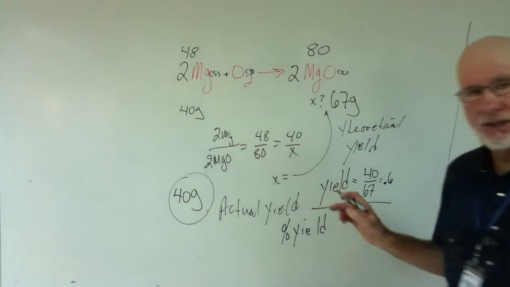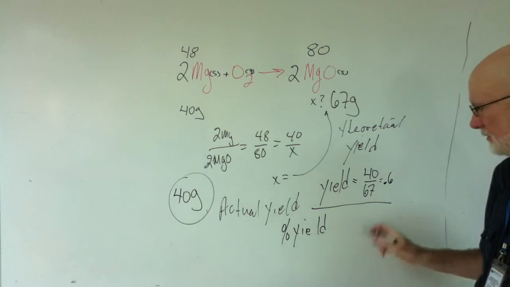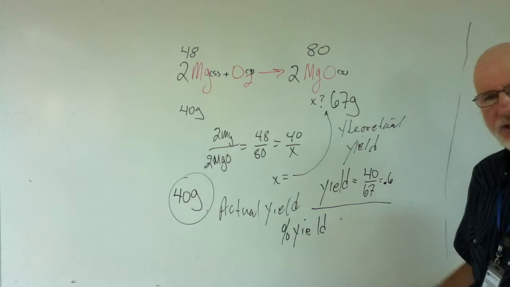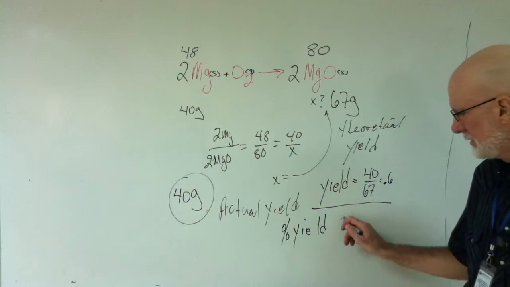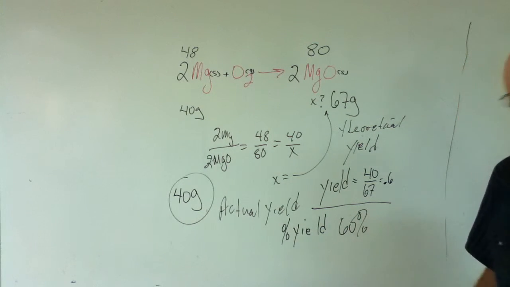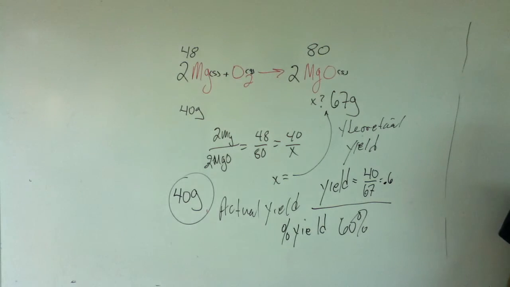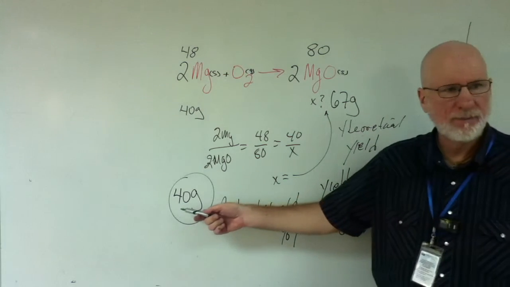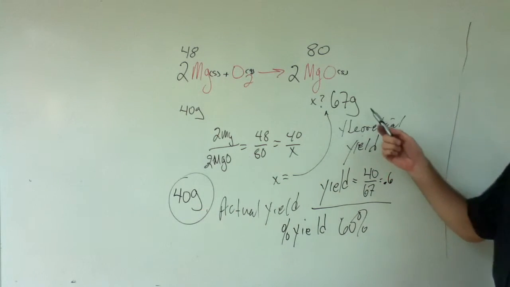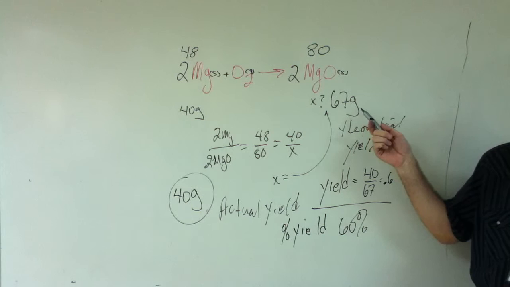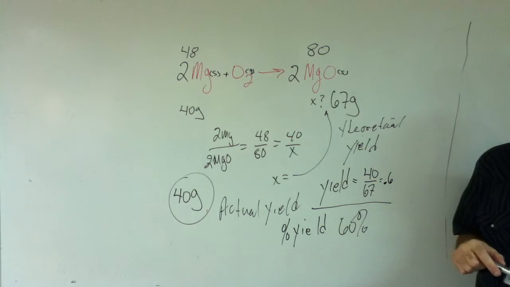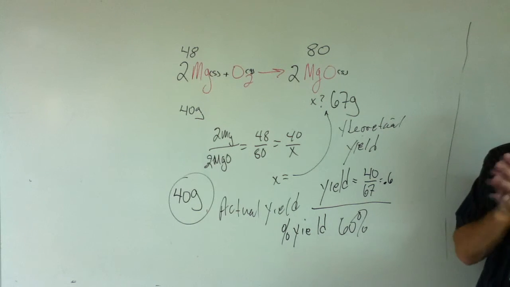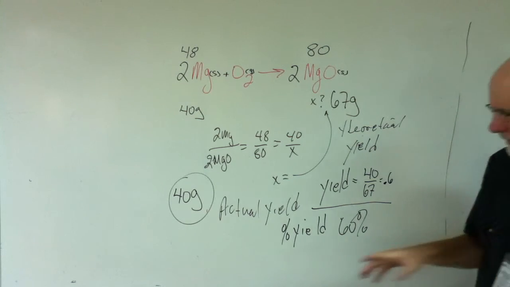Some people say the yield and they use it as a ratio. 0.6 would be fine. What would the percent yield be? 60%. Yes? Because the actual yield is only 40, and what we got was 67. That's the theoretical yield. So that's the percent yield. Easy? Yes or no? Okay.